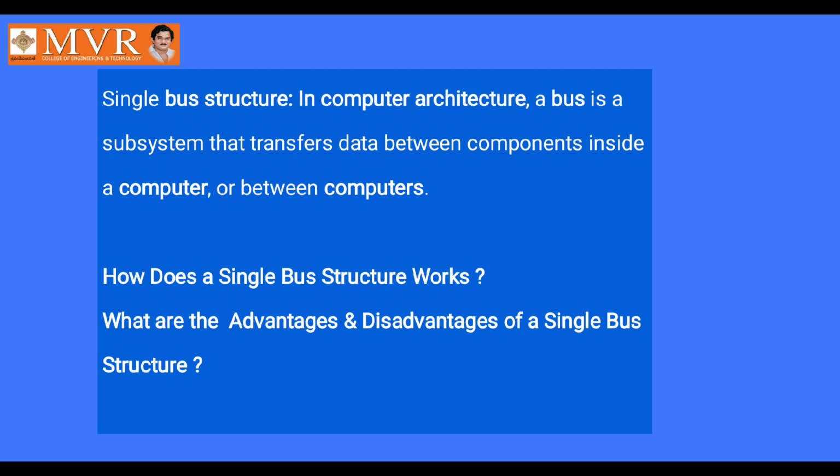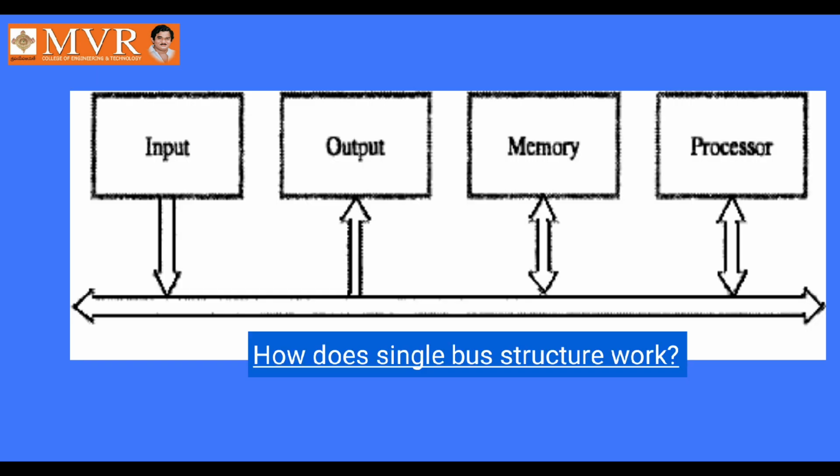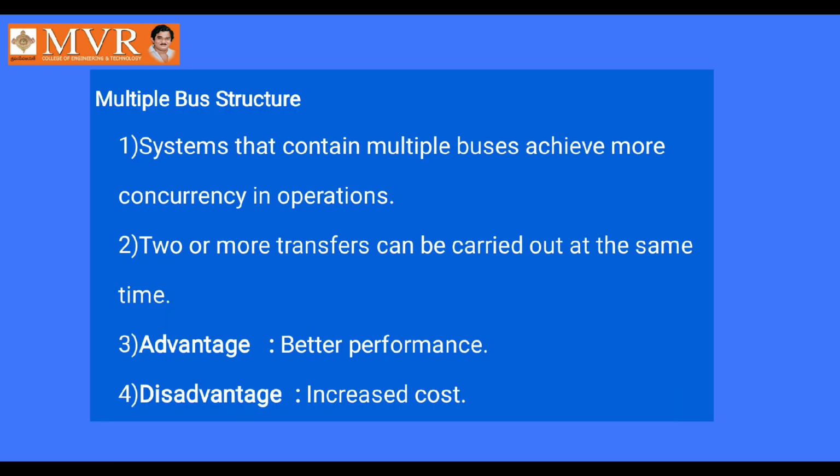But the disadvantage is that if n number of devices want to communicate with each other, it is not possible with the single bus structure. You can see the bus diagram: input, output, memory, processor. For input and output, unidirectional connections are given. For the memory and processor, bidirectional connections are given. So this is a simple diagrammatic representation of how a single bus works. Now the second one, multiple bus structure.